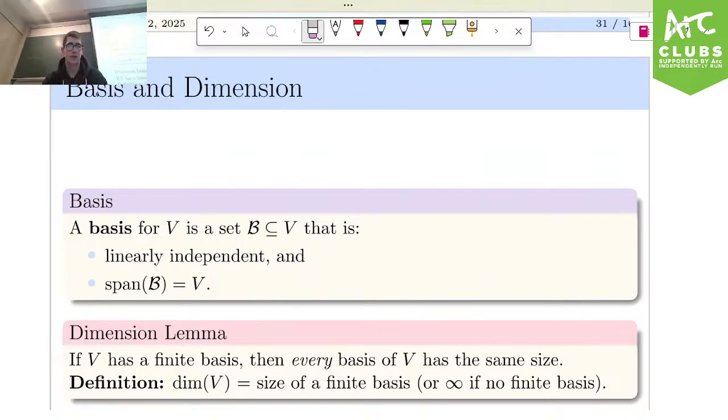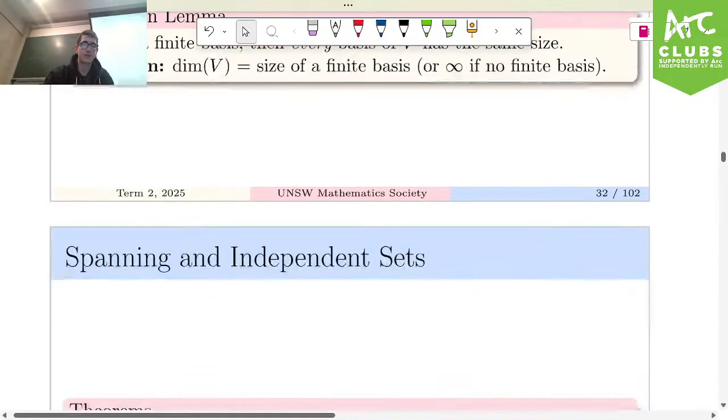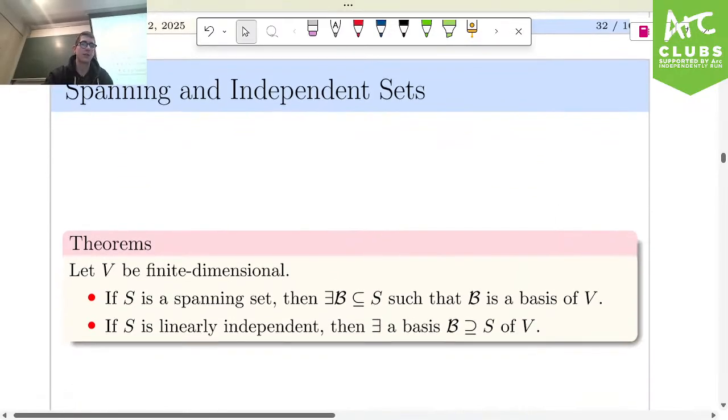This basis idea is strong enough such that every single basis we could construct has to have the same size, given that they are finite, that is. Otherwise we would have what's called an infinite dimensional vector space, which we don't typically look at to any degree in this course. But we would say that the dimension is the size of any basis, because they're all the same size. Of course, they could contain different types of elements.